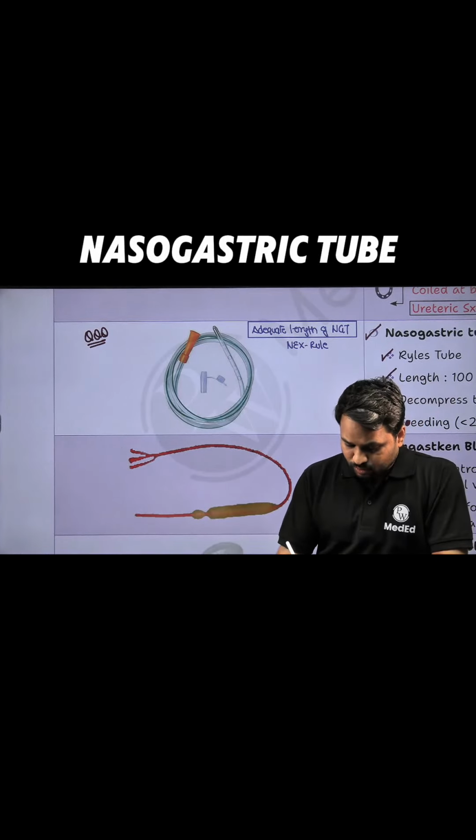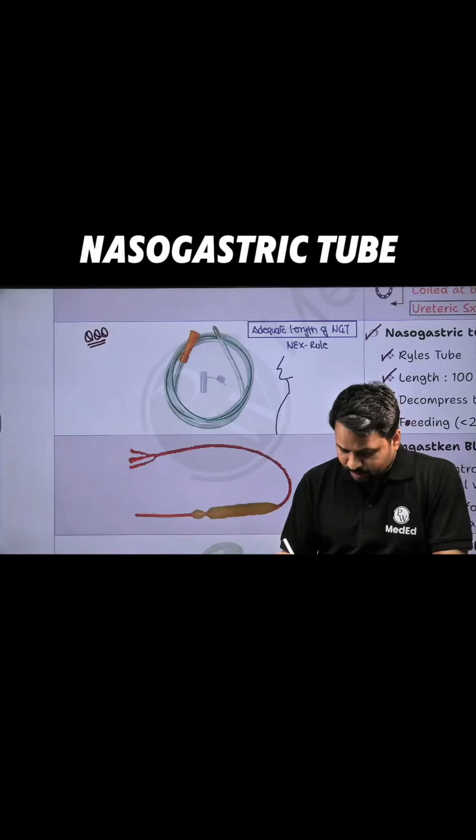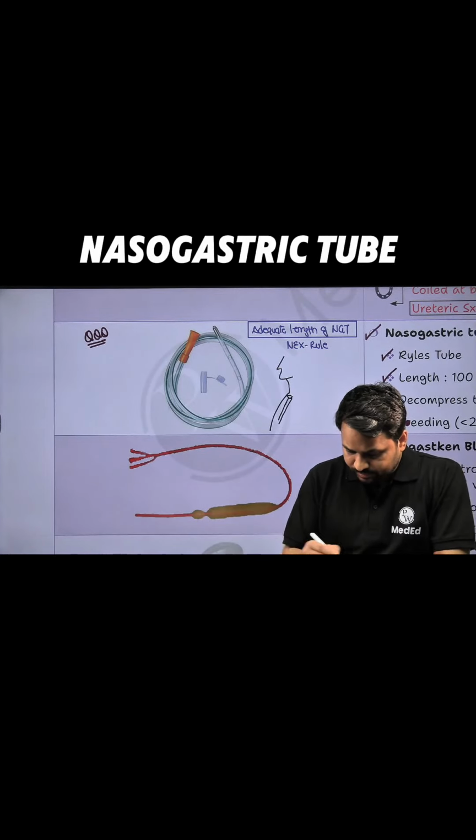Now, what is this Nex Rule, right? So if you look at this, a representation of the patient. This is the neck. This happens to be the thorax and the abdomen. And let's say this is where you have the Xiphi sternum. This is the suprasternal notch. This is the sternum. And let's say this is the Xiphi sternum that is there.